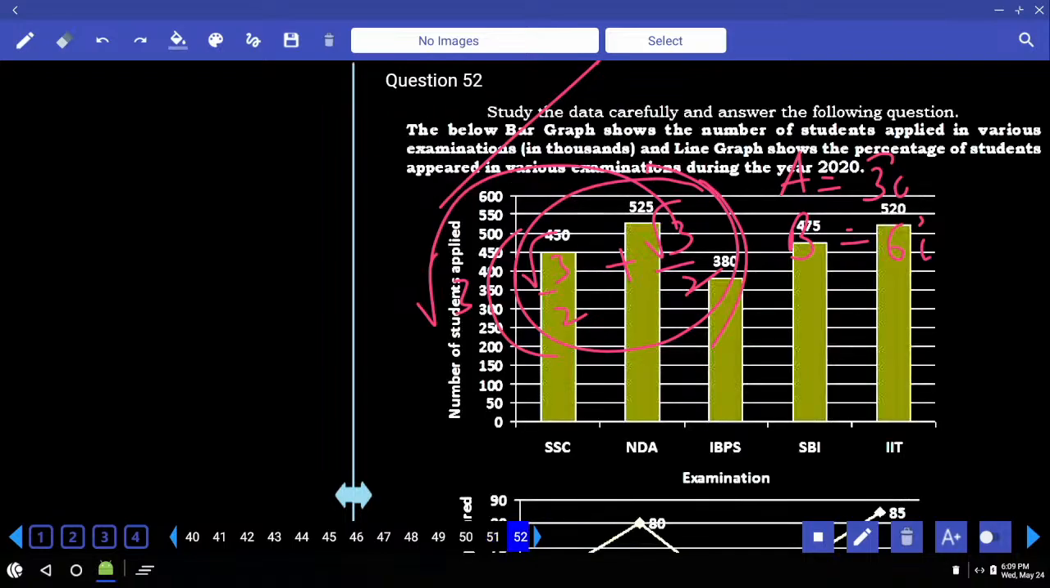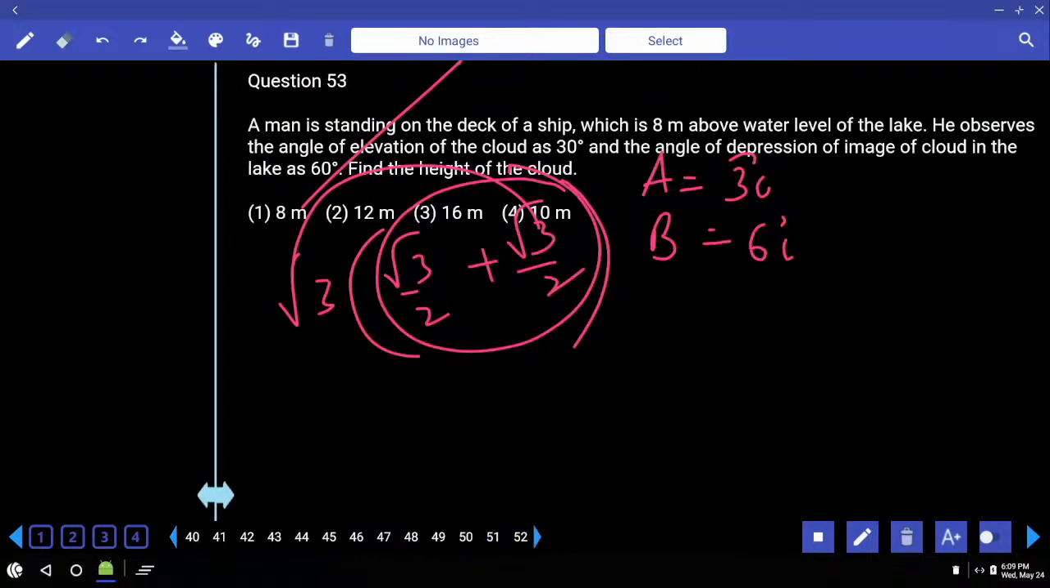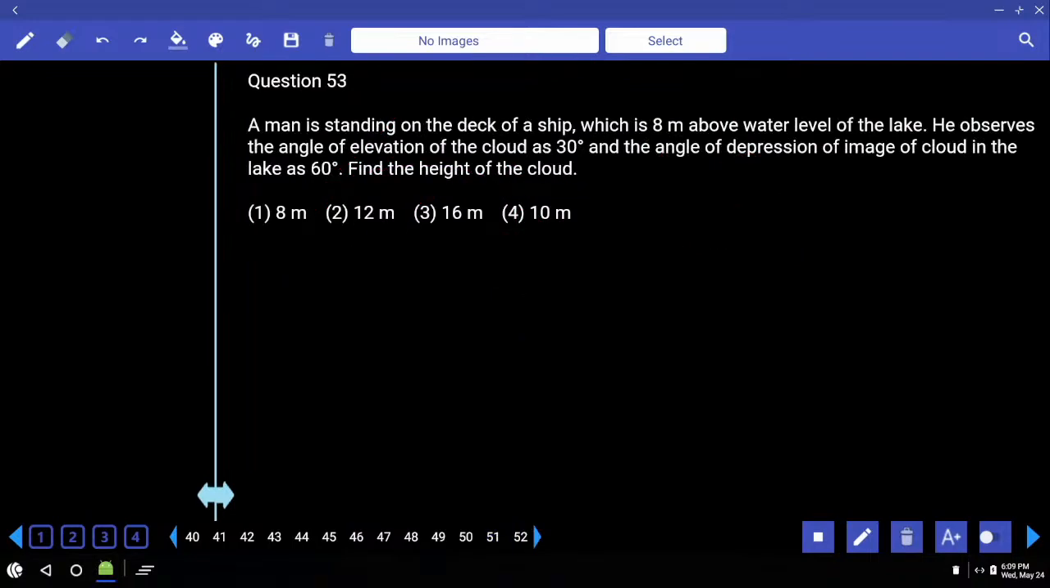Next. A man is standing on the deck of a ship which is 8 meters above the water level of the lake. He observes the angle of elevation of the cloud as 30 degrees and the angle of depression of the image of the cloud in the lake as 60 degrees. Find the height of the cloud.